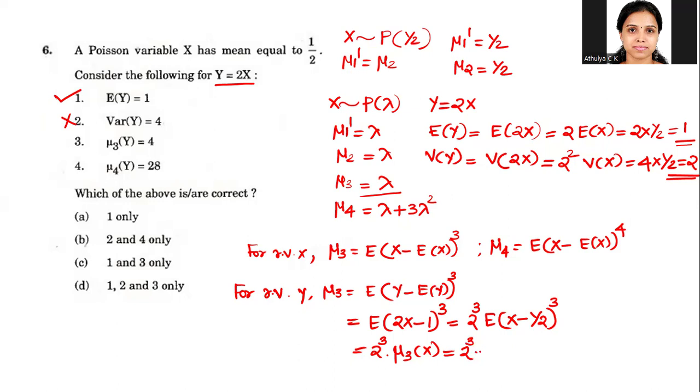So we can substitute this value here. 2 cube into lambda, which is 1 by 2. So 2 cube is 8 into 1 by 2. We get the value of mu3 of y as 4. So here the third statement is correct, that is, mu3 of y is 4. Then the last task is to check whether mu4 of y is 28 or not. So let's do that again.